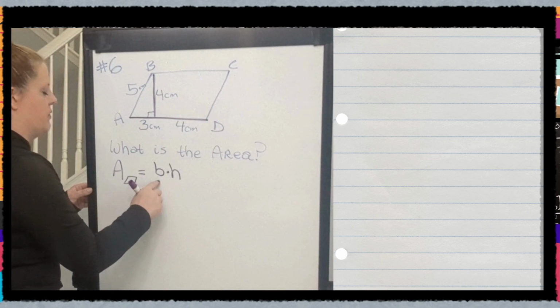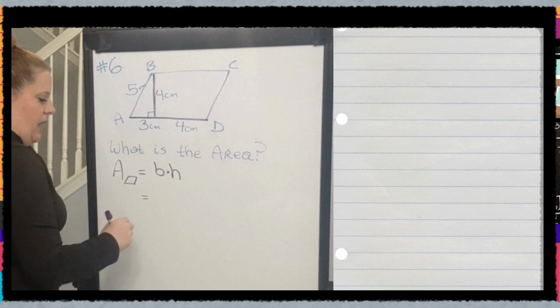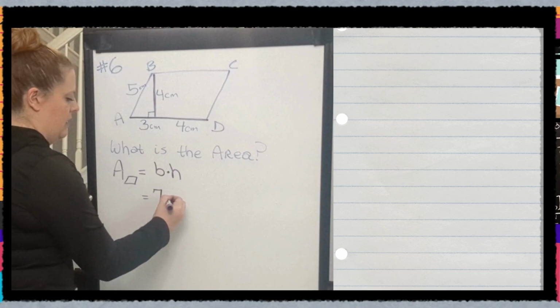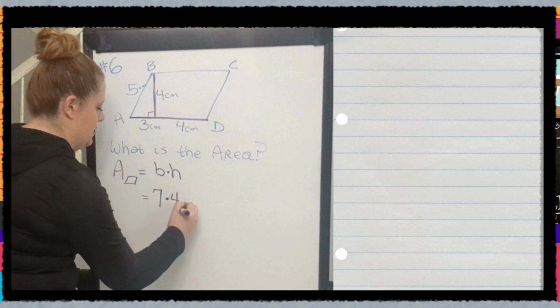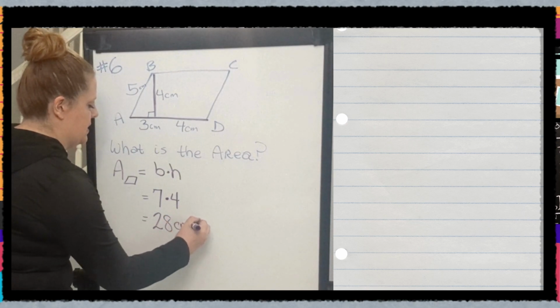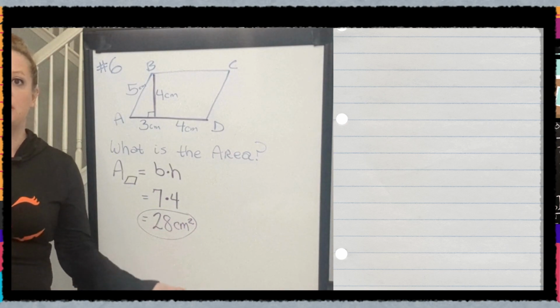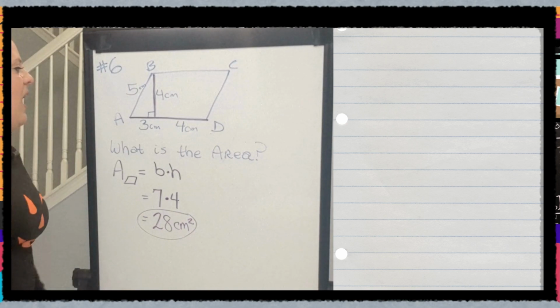So we have base, that's our length down there, is 7 times our height, and we get 28. Everything's in centimeters, so that means we have centimeters squared. Whew, that was really easy, right?